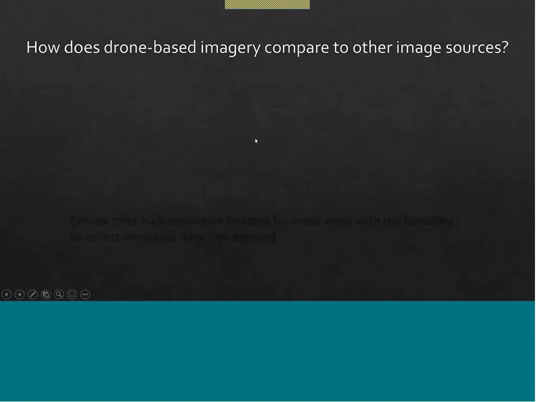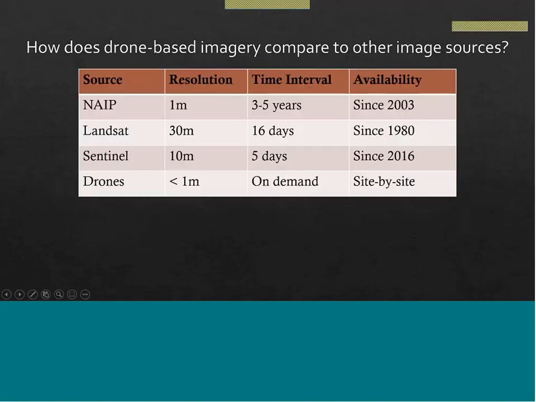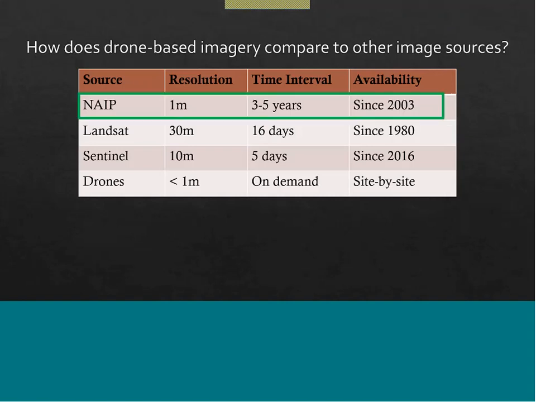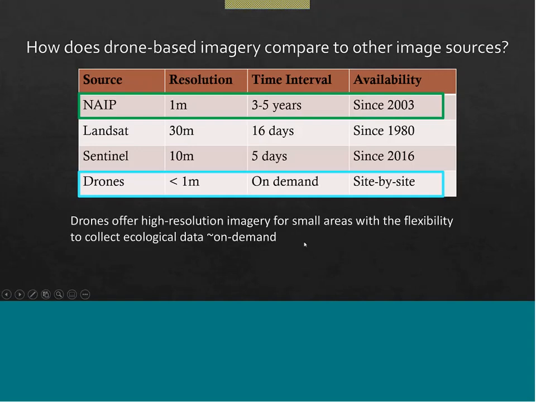So first, how does drone-based imagery fit in with these other image sources? Well, returning to this chart from the beginning, recall the NAIP imagery was 1 meter resolution, but it's only available during the growing season every 3 to 5 years for any given place. So with drones, with much finer resolution, in theory, we can collect imagery on demand at a site-by-site basis. So drones offer potentially high-resolution imagery over small areas with the flexibility to collect data on demand.